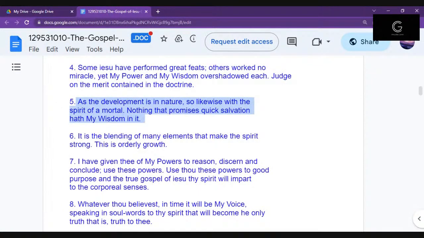As the development is in nature, so likewise with the spirit of a mortal. Nothing that promises quick salvation hath my wisdom in it. That twinkling of an eye does not have the Creator's wisdom in it. It is the blending of many elements that make the spirit strong. This is orderly growth.